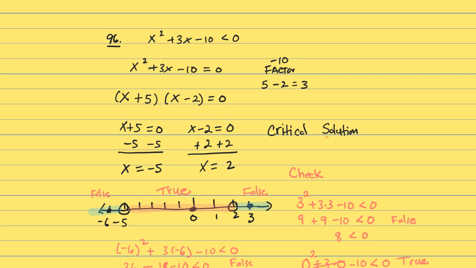So what is our answer? What is our solution? x greater than negative 5 and x less than 2. You can also see it as x less than 2, and it's also greater than negative 5. You can also see it like that.